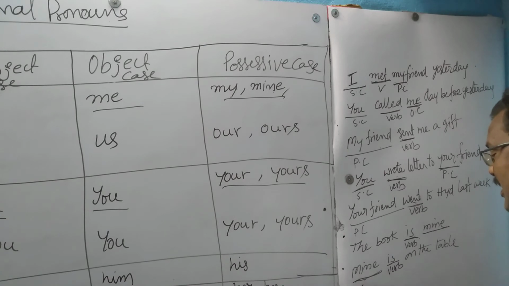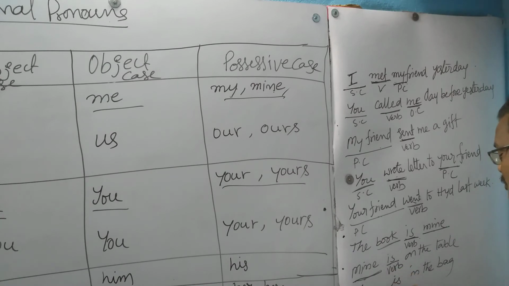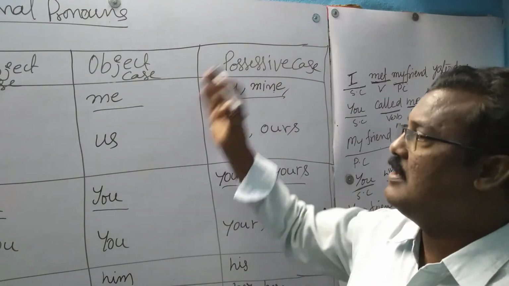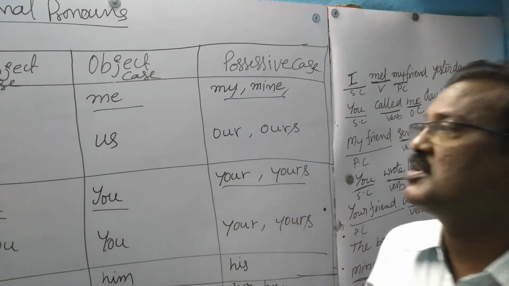In the same way, "Yours is in the bag." That means we are discussing a book. Yours means your book is in the bag. So the possessive case "yours" we can use before the verb also. In that way, my dear students, subject case, possessive case, object case, three are there for personal pronouns.